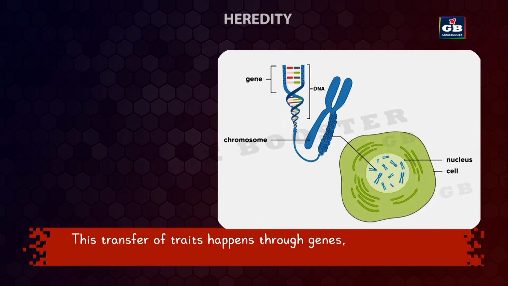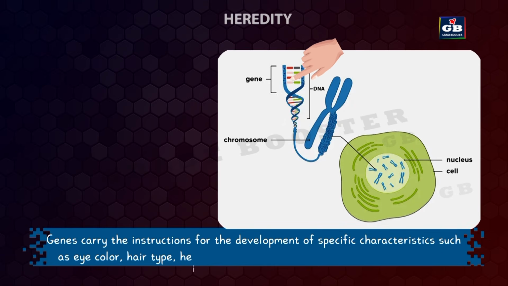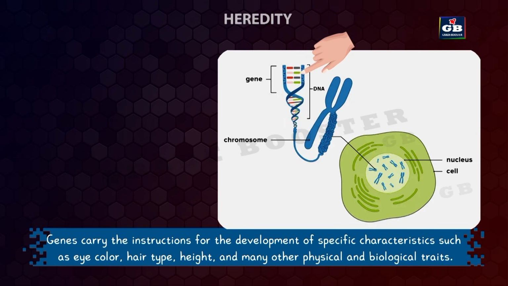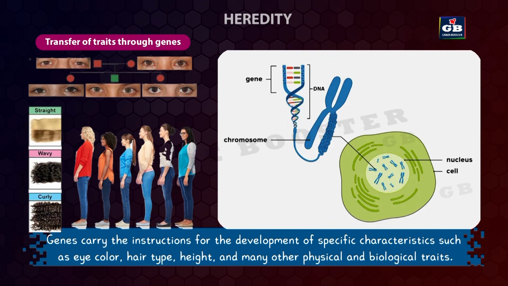This transfer of traits happens through genes, which are the units of heredity found in the DNA of all living organisms. Genes carry the instructions for the development of specific characteristics such as eye color, hair type, height, and many other physical and biological traits.